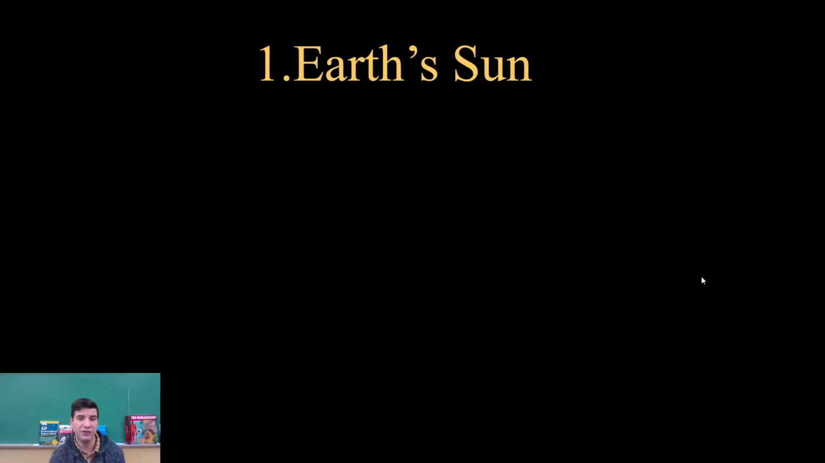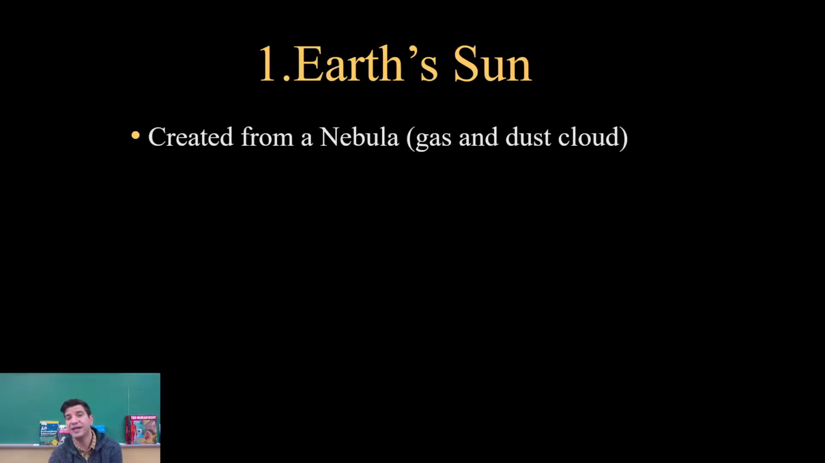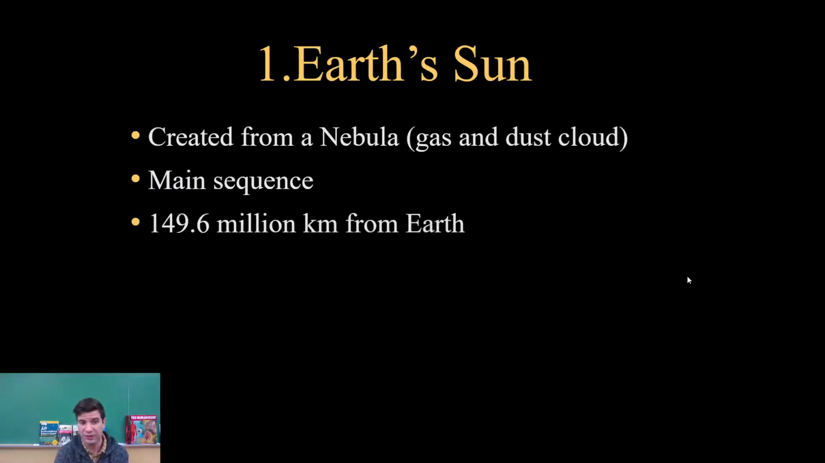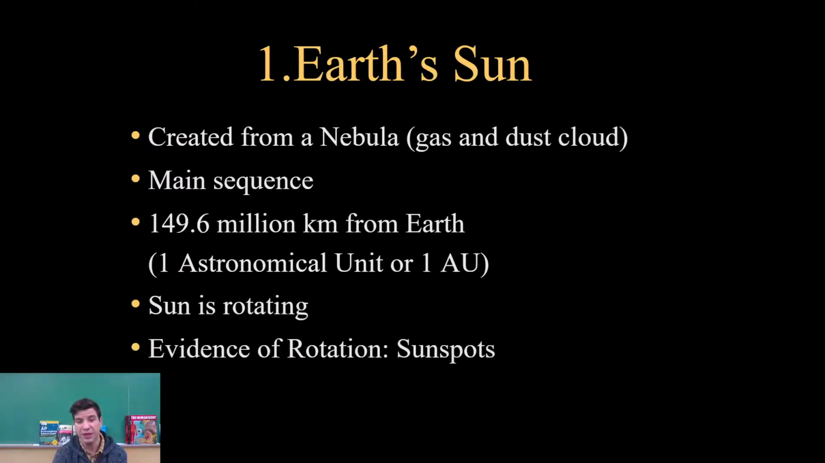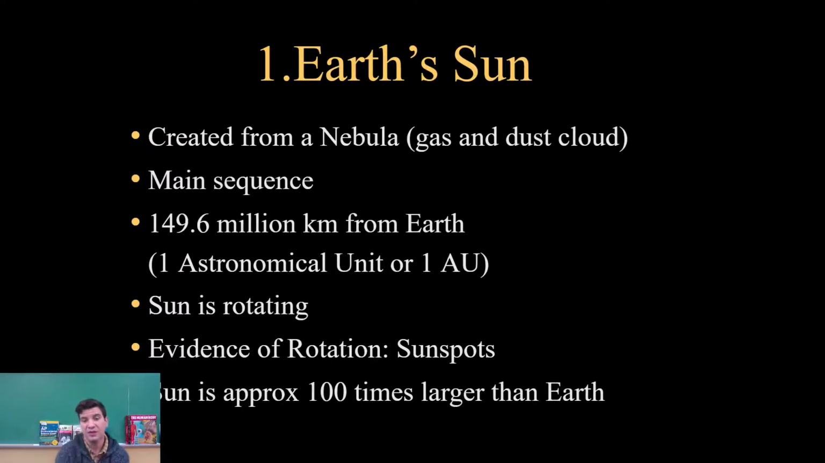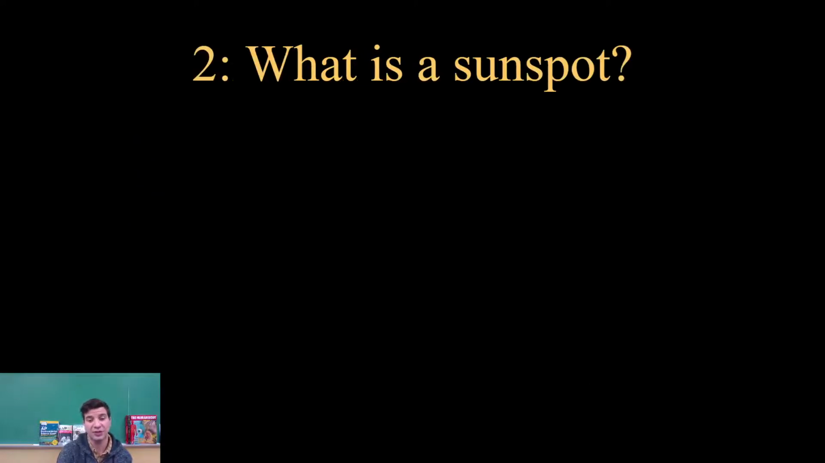Okay, so let's start off. Earth's sun. Created from a nebula, which is essentially just a cloud of gas and dust. It's what we call a main sequence star. It's a typical star. It's about 149.6 billion kilometers from Earth, and you can find that on your reference table, page 15. Sometimes we refer to this as 1 astronomical unit or 1 AU. The sun is rotating, and there is evidence for the rotation, and those are sunspots. The sun is approximately 100 times larger than Earth.